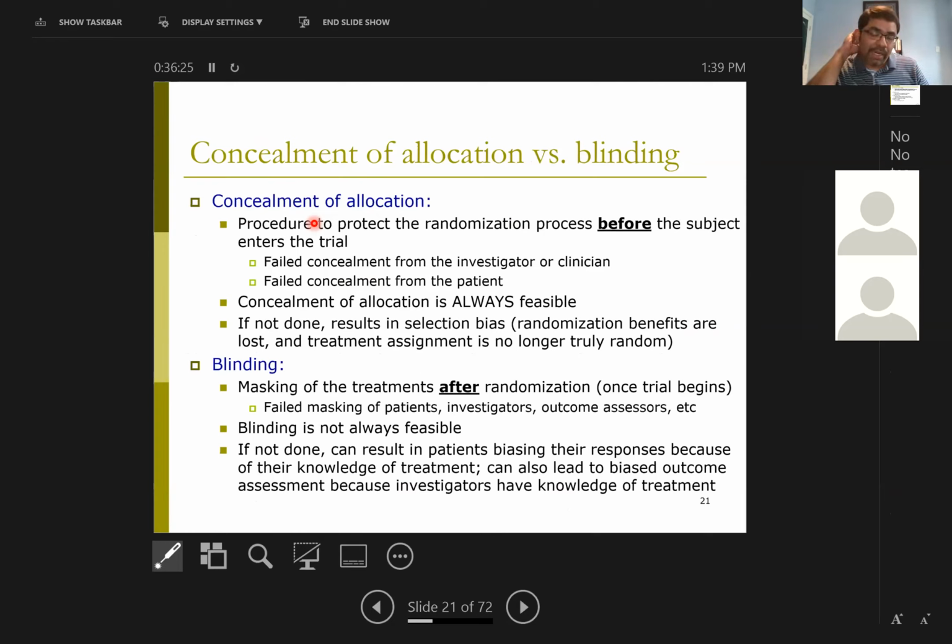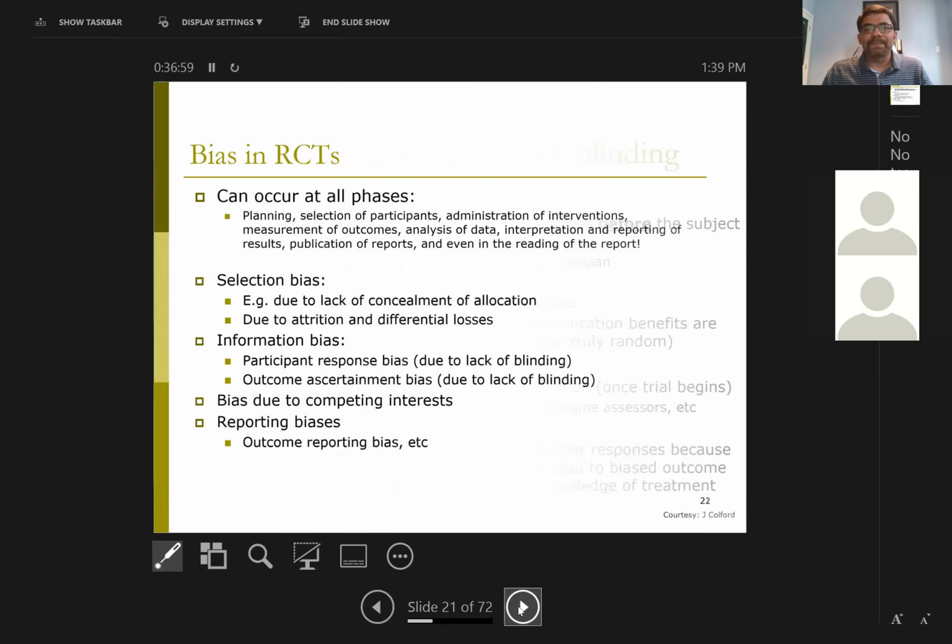Once you've started the trial, you make sure patients, people collecting the outcome data, statisticians, etc., are not aware of who got what. Both could be done. But of the two, concealment of allocation is more important and should always be done. Blinding may or may not be done depending on the nature of the trial, right? Like I said, surgical trials, how are you going to blind? You can't really blind in that situation. So concealment of allocation is always possible. Blinding may be possible, may not be possible, depending on the situation.